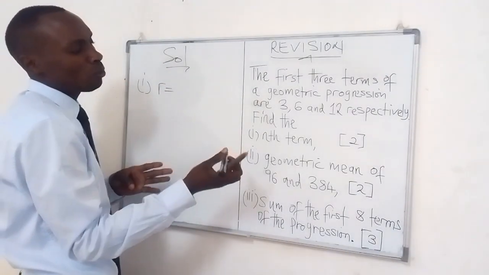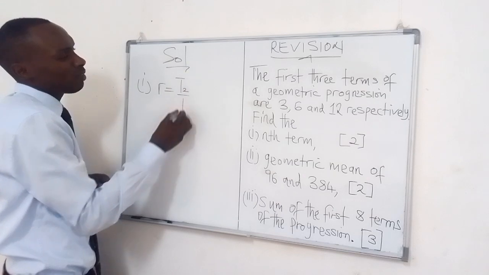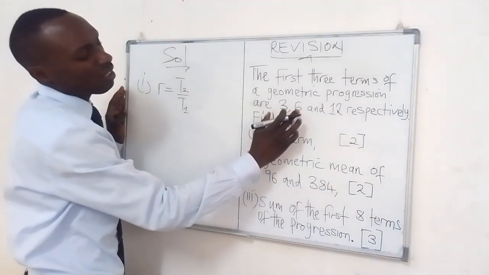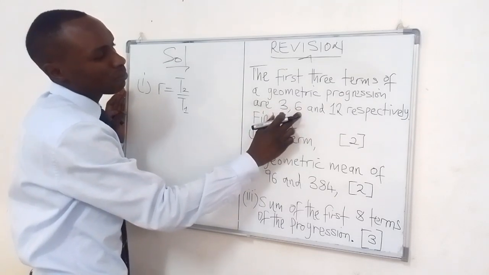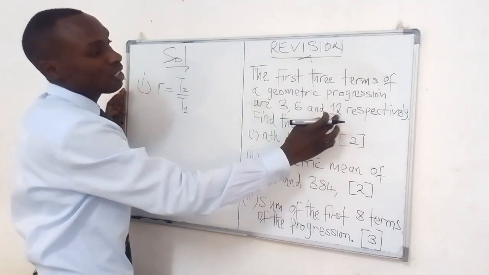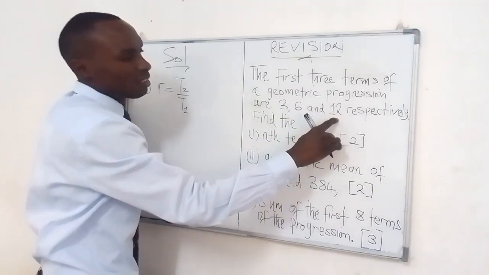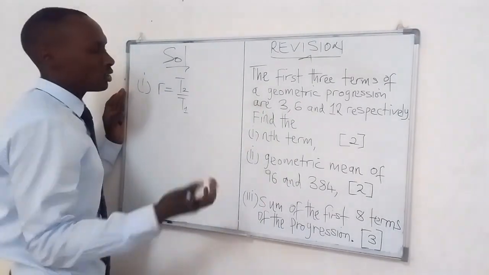For the common ratio, we simply divide the second term by the first term. The first term is 3, the second term is 6, the third term is 12. So we can do this division. We can also say T3 divided by T2, so that also will give us the common ratio.